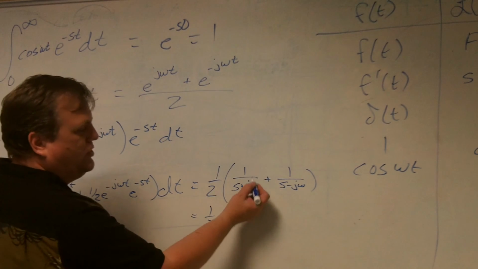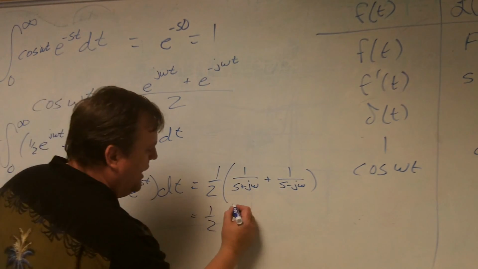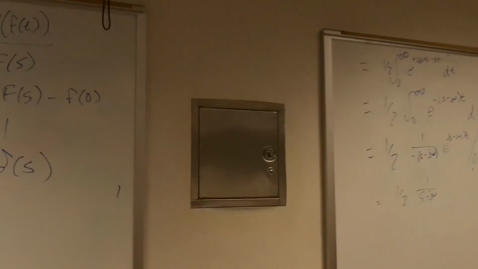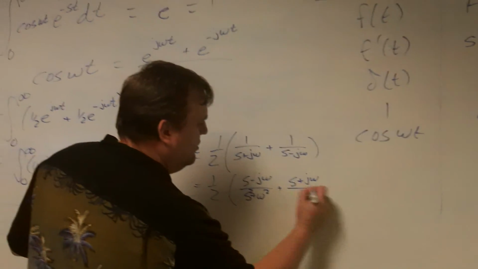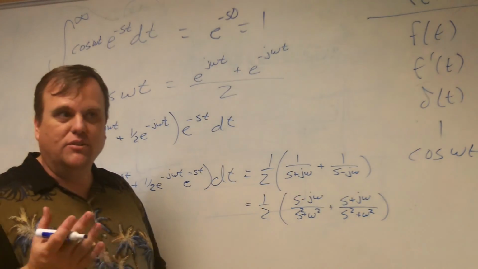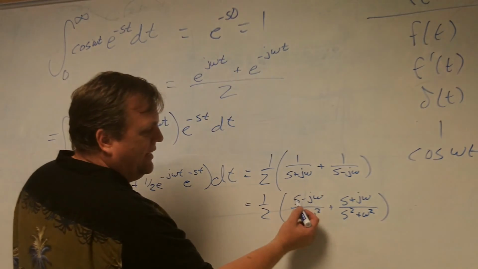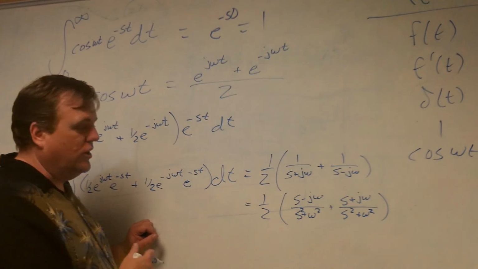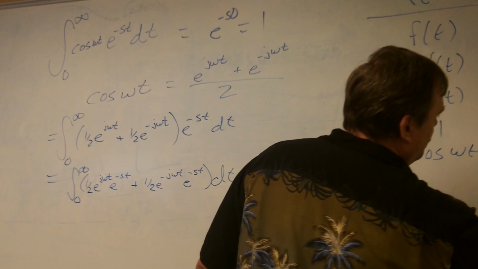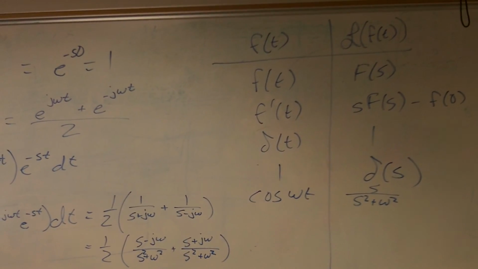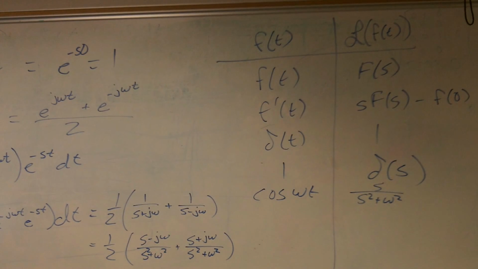If I multiply this one by s minus j omega, top and bottom, I would have s minus j omega over s squared plus omega squared. You agree that's this times its complex conjugate, top and bottom. And this one times its complex conjugate gives me s plus j omega all over s squared plus omega squared. Common denominator, I get s plus s is 2s times 1/2, I just get s. Minus j omega plus j omega is 0. So I just get s over that bottom.